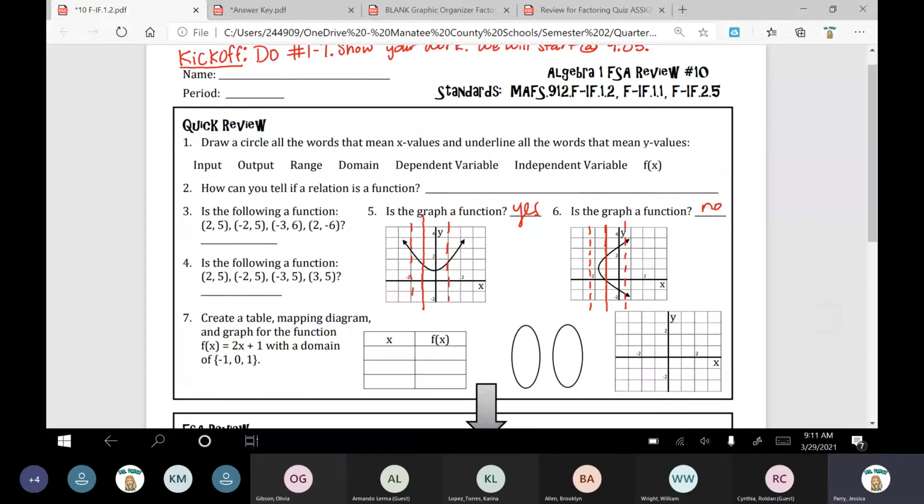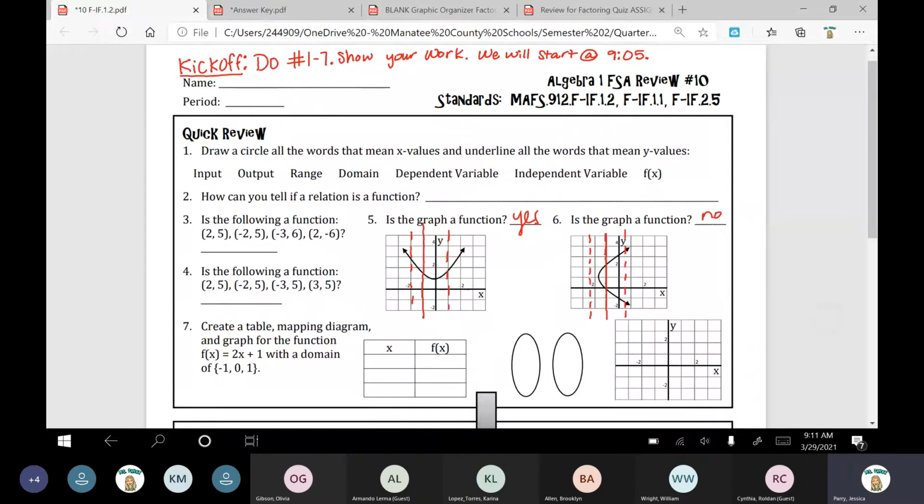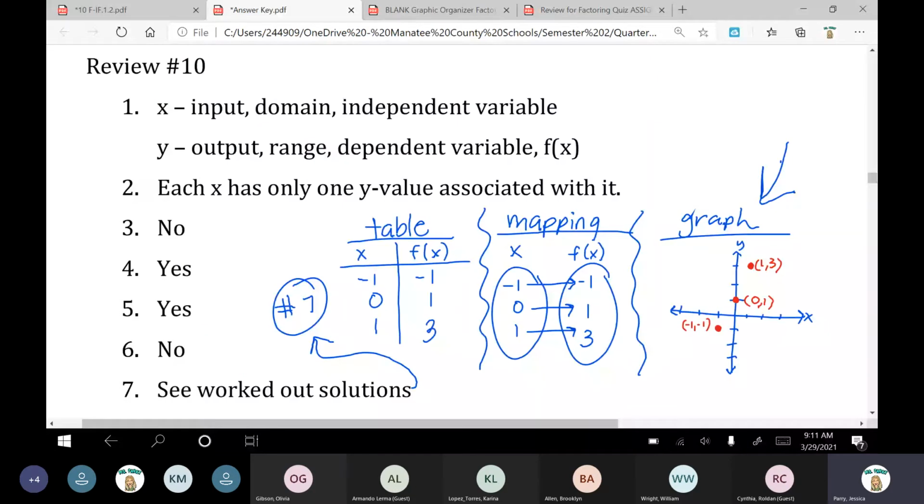Okay, and then that last section, number 7, table mapping, graph. This is from before, when I was teaching you guys. But it's pretty simple. You just need a little refresher on that. I've got all your answers, your visuals there. Hopefully that helps you guys understand it there.